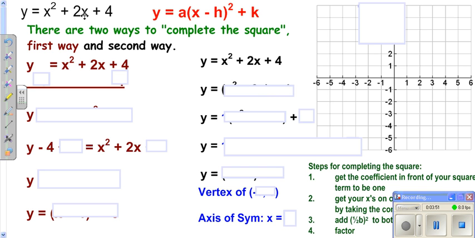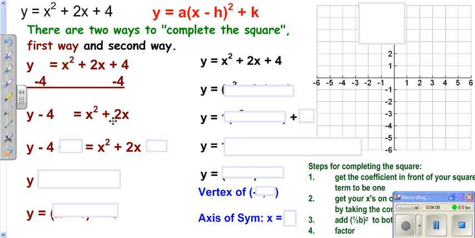It's not. So we're really going to have to complete the square. There's really two ways to complete the square. One of them is what we talked about before, getting the variables by themselves. So you want to get your x's by themselves, so you want to subtract the 4. And so we get this.